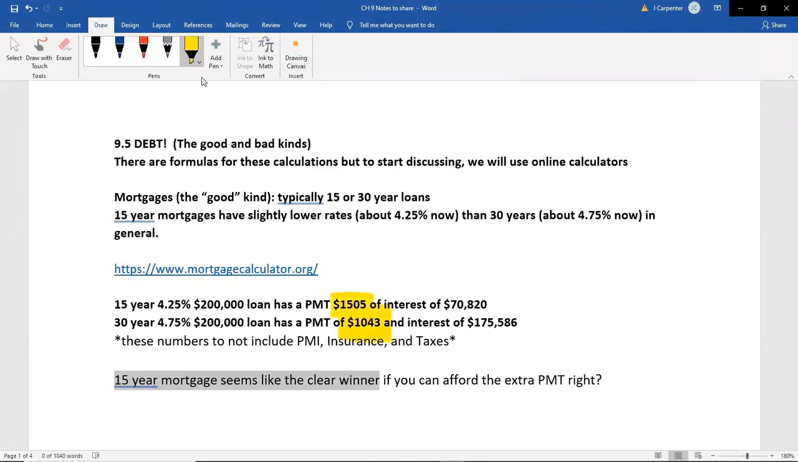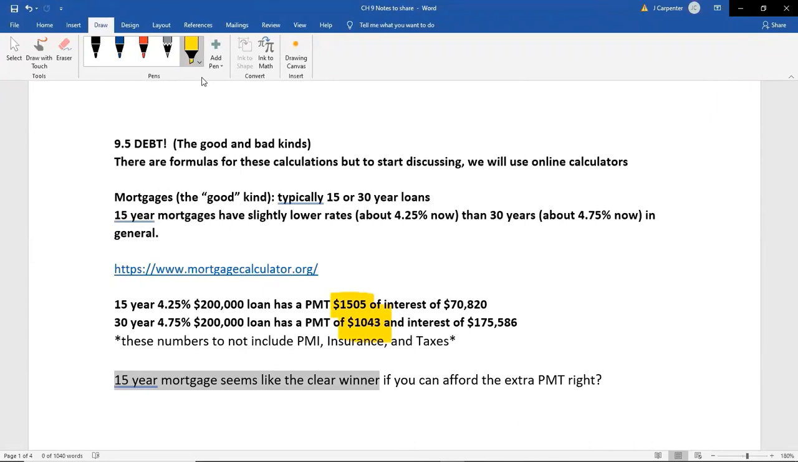The short-term person says, I disagree with you, Mr. Beckner. I want to pay $1,043 a month. I don't want to pay $1,505 a month. I've only got $1,200 a month to spare. Plus, you're going to charge me PMI insurance and taxes on top of this, which probably adds another $300 to $400. Get out of here. I need the 30-year loan. And guess what? That's true for most Americans.